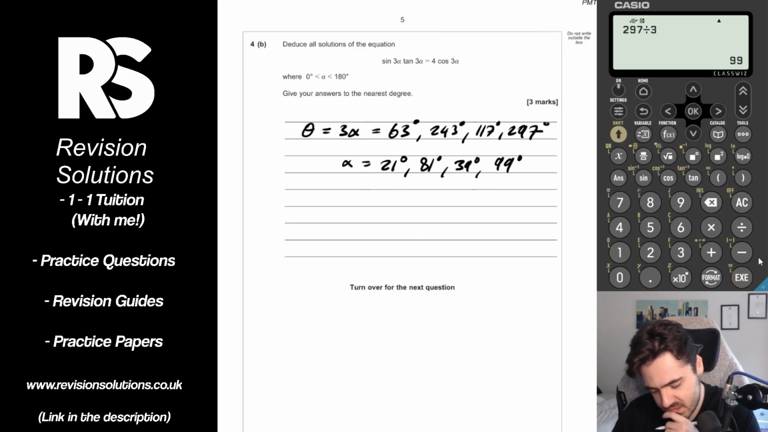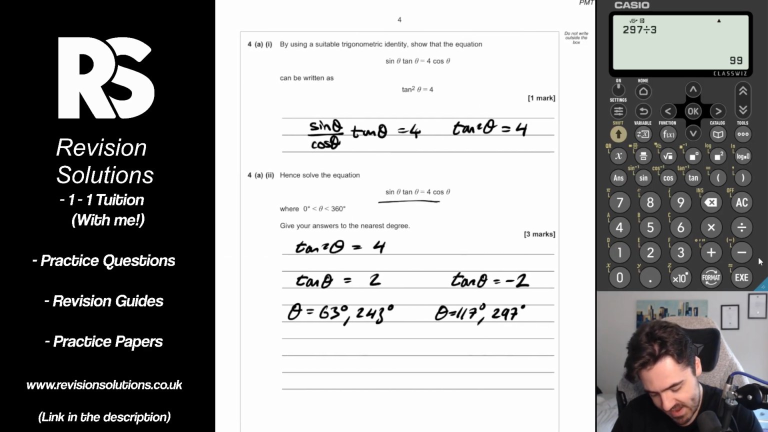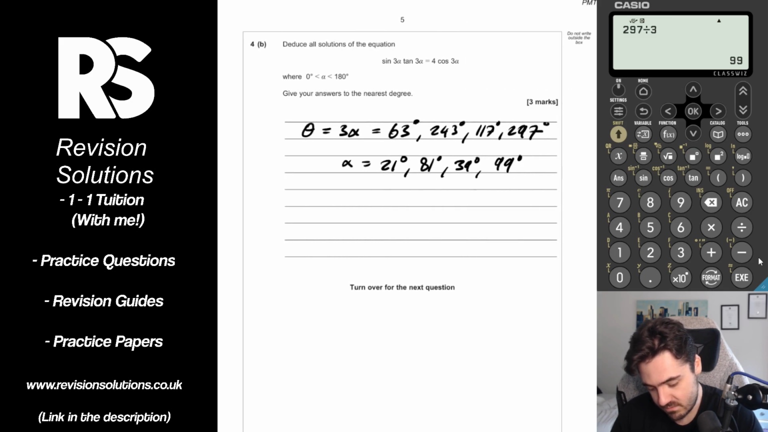And then we'll actually notice, well, we're quite far away from 180, so we can probably get some more solutions as well. Well, if we go back and think about the same trick that we did before, where we could add 180 degrees to these solutions, because of the tan theta graph repeating every 180 degrees. Well, what we're solving here is like tan of 3 alpha equals plus or minus 2.